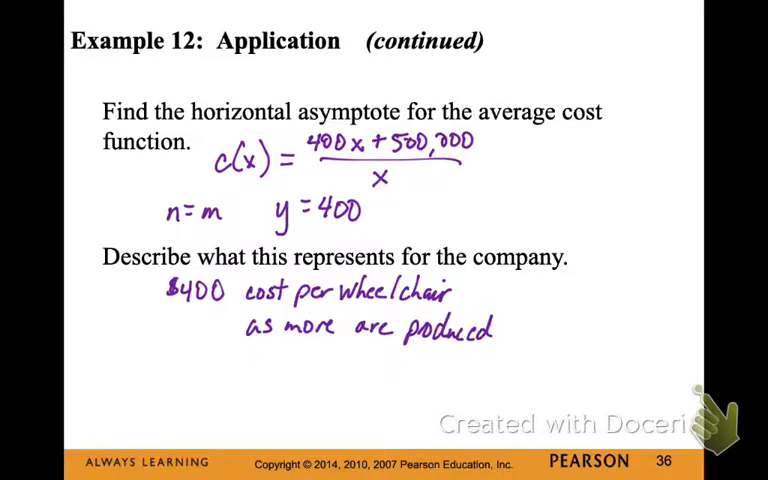Because they have that fixed cost of $500,000 and then $400 per chair, so they will always have that amount, so it won't go less than 400, but the more chairs that they produce, then the closer they will get to the cost just being $400 per chair. All right, this concludes the notes for Chapter 2, Section 6, Rational Functions, their graphs, and applications.